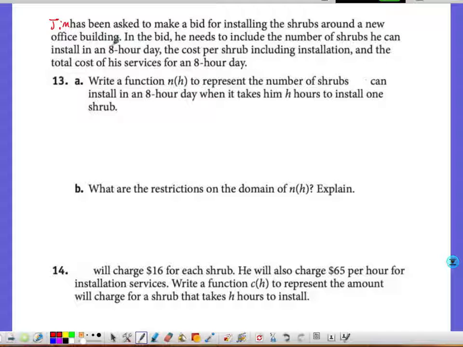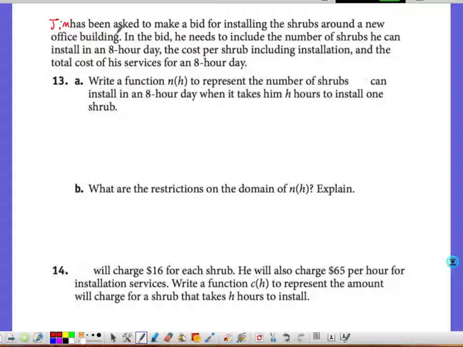Jim has been asked to make a bid for installing the shrubs around a new office building. In the bid, he needs to include the number of shrubs he can install in an 8-hour day, the cost per shrub including installation, and the total cost of his services for an 8-hour day.